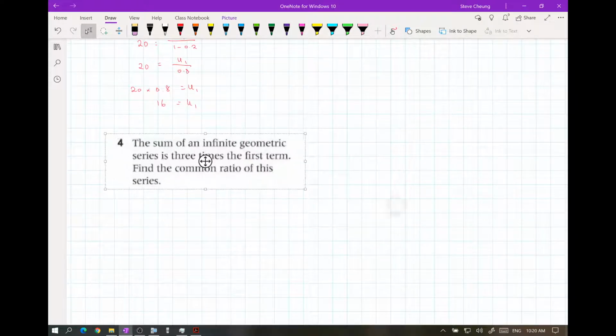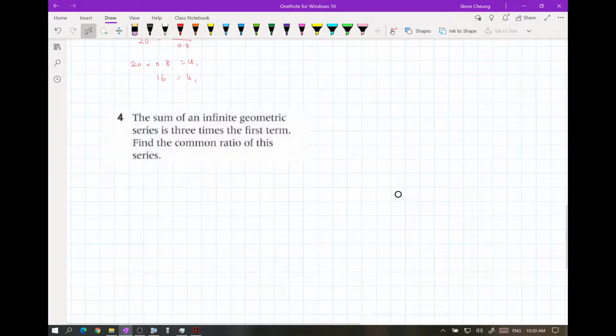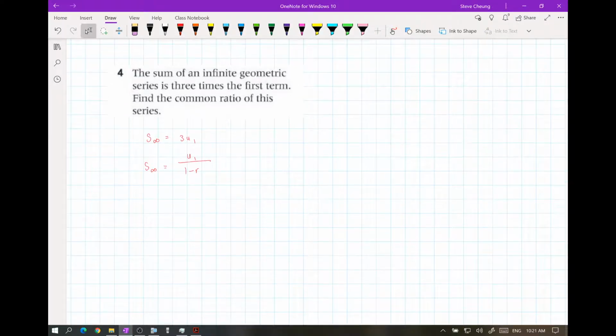Another infinite series question, but this time there's a little twist to it. The sum of the series is 3 times the first term. So what they're saying is S infinite is 3 times u1. What you want to do is just write down the formula first, and then we can substitute this equation. So I'm going to write 3 times u1 on the left now, because it's 3 times u1.